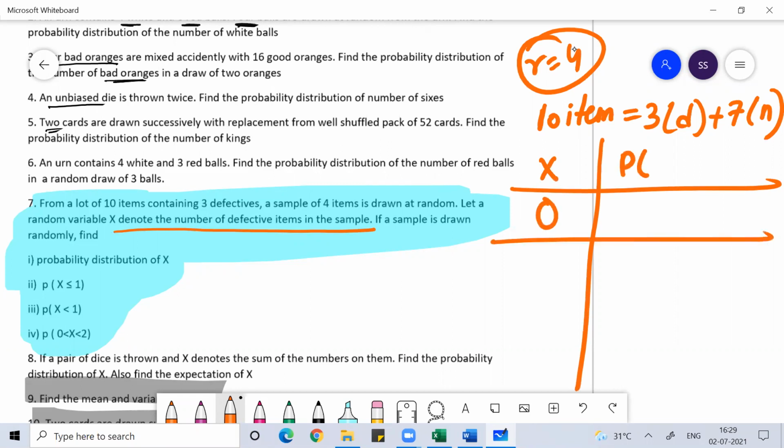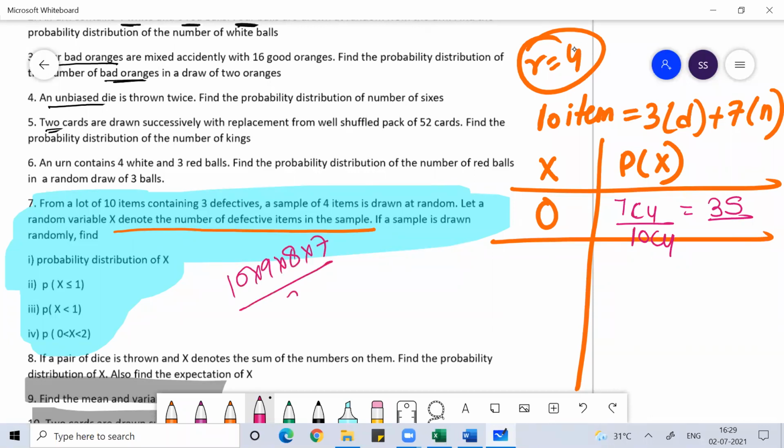So what is the probability? Probability of getting 0 defective means all the 4 you're drawing should be normal. So that should be 7C4 divided by 10C4. 7C4 is 35. 10C4 is 10 into 9 into 8 into 7 divided by 24. That would be 210.